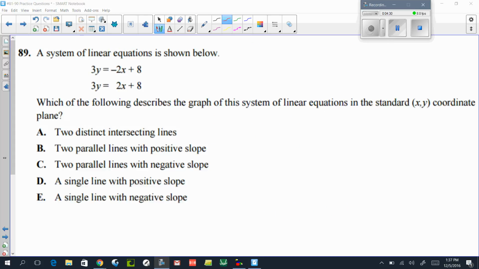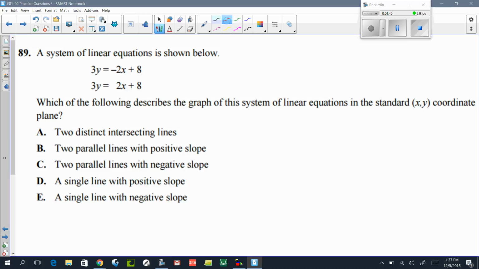The last problem I want to take a look at is number 89. This is a system of equations. The first thing I would do in this system is to solve for y. So in both of these, we have to divide by 3 on both sides. We'll divide by 3, divide by 3. We'll actually do the same thing here. We'll divide that by 3, divide that by 3.